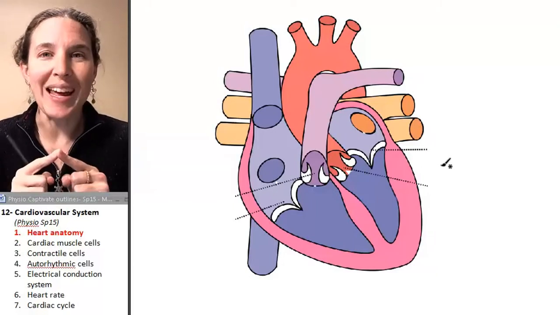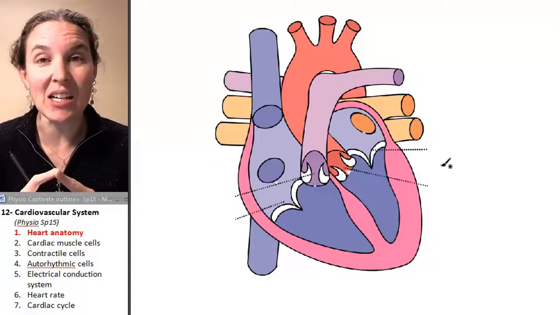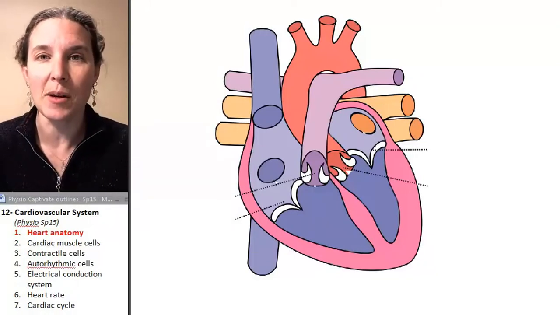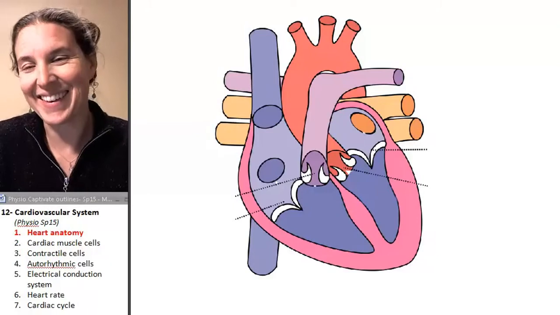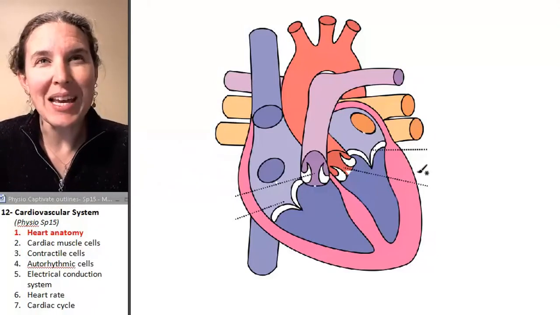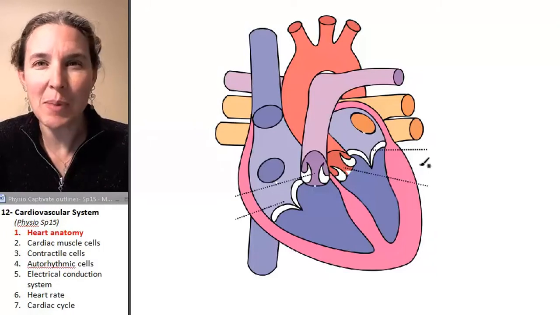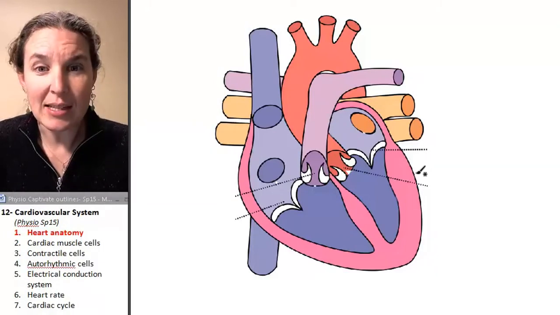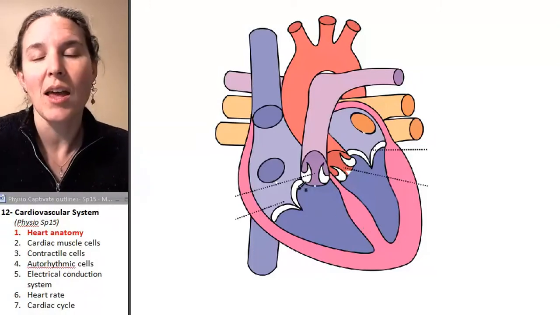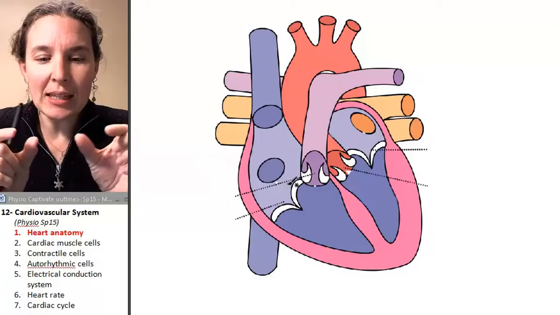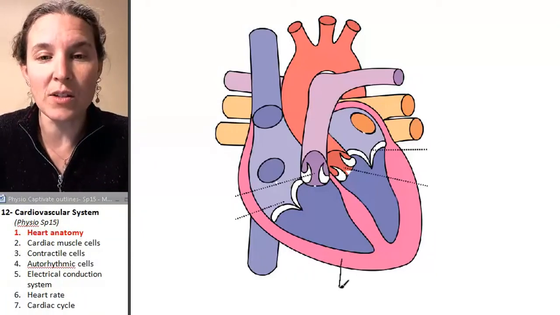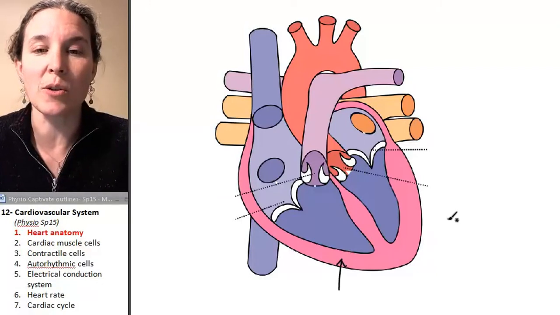So before we do anything, we have to have a decent understanding of heart anatomy. So let's just review that since it is review for you, right? Okay, let's talk about heart anatomy. First of all, the heart is basically an expanded blood vessel. It is tubular and lined with cardiac muscle tissue. So this stuff that you see right here, this is cardiac muscle tissue.